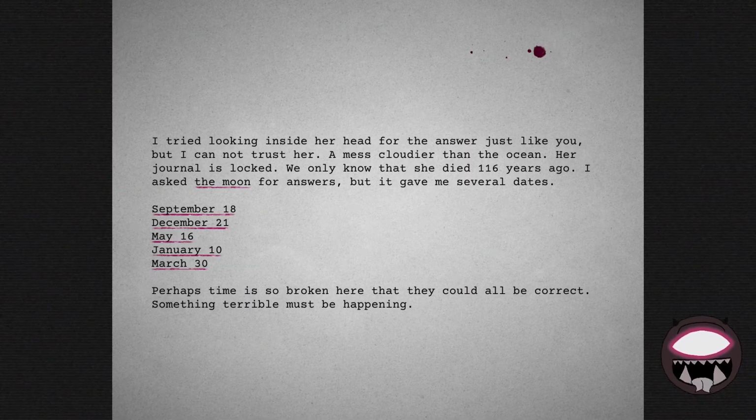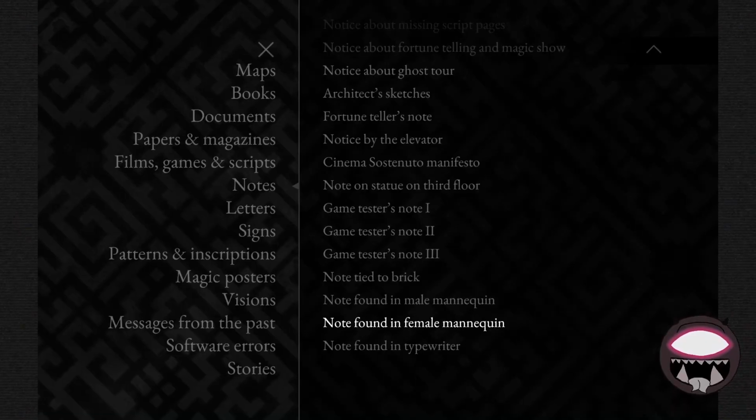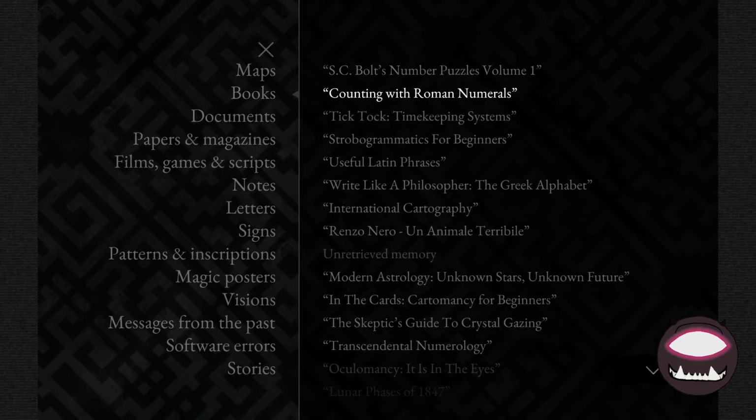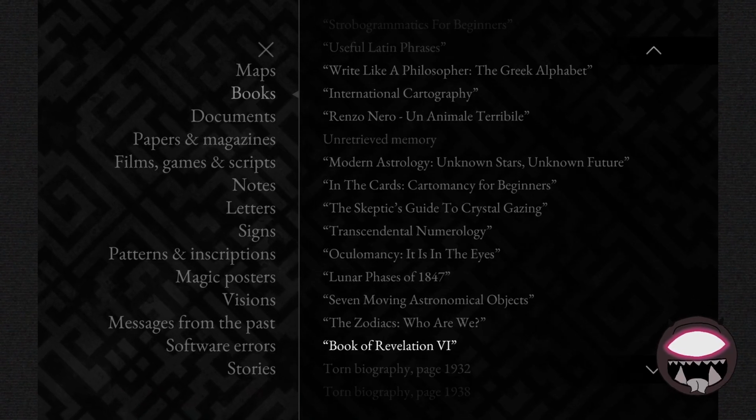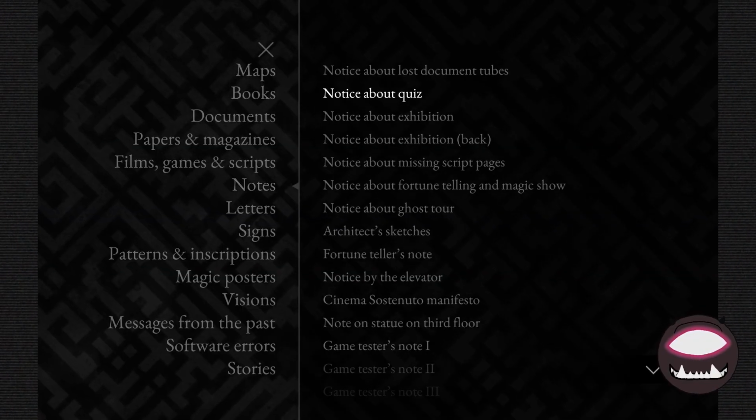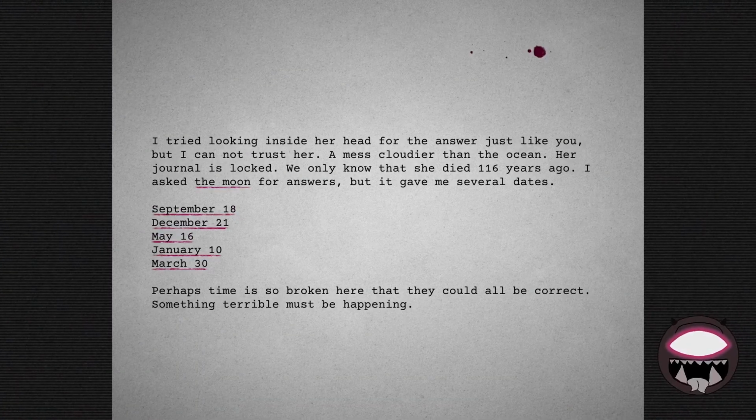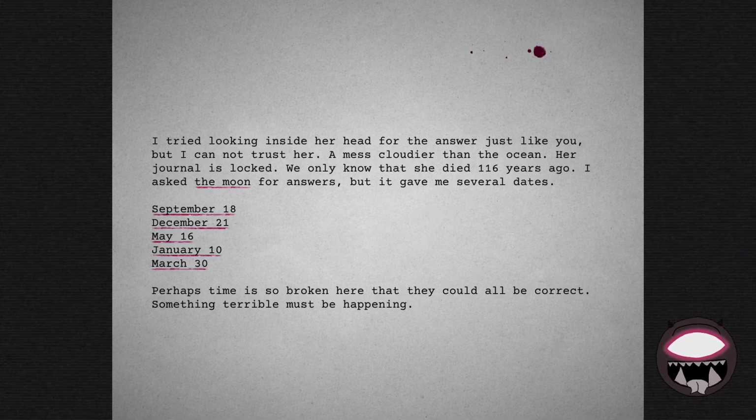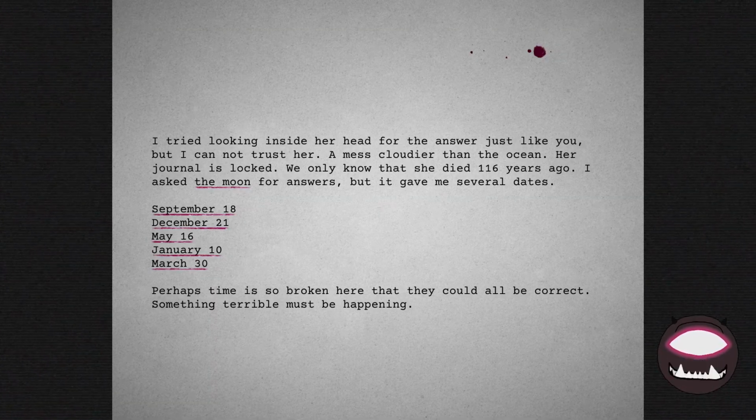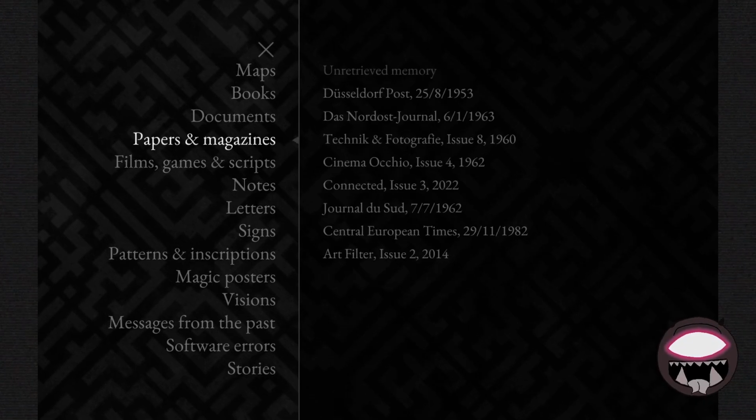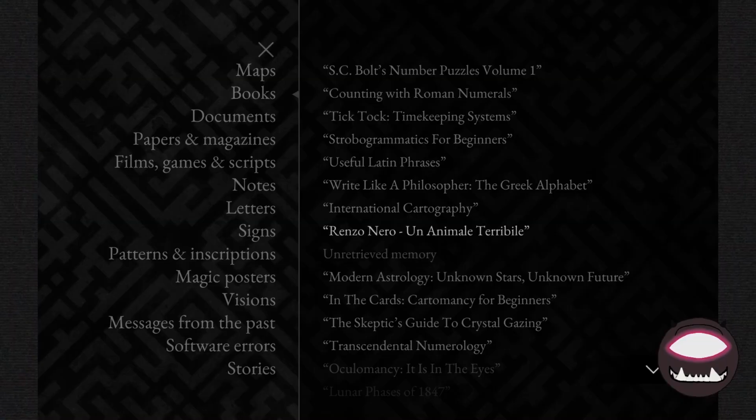All right, we're going to just assume that we only look at the date, not the month. So let's go to our lunar chart. Oh, I should write those down because I definitely did not. So 18, because this is 5 dates for the journal: 18, 21, 16, 10, 30. And then we cross-reference it to this one.